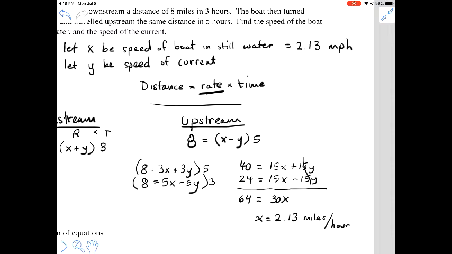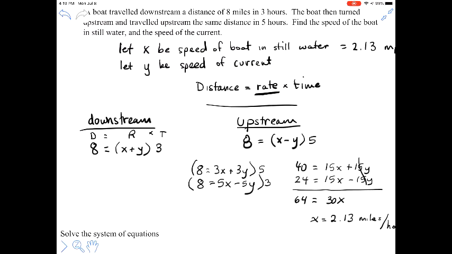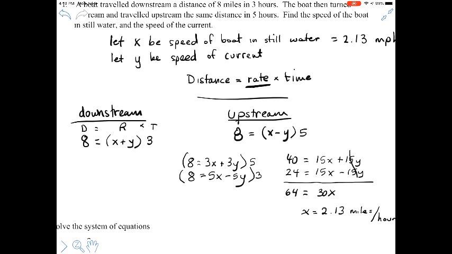How do we find the speed of the current? So you can choose either one of the equations. I'm going to go to the downstream one, and let's see. We had 8 equals 3, and now we already know that x was 2.13 plus 3y. Okay, and then we solve for y.